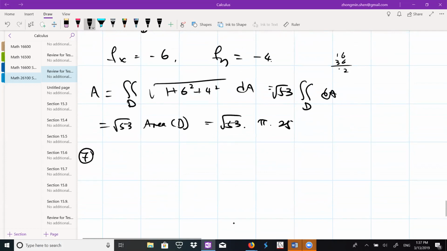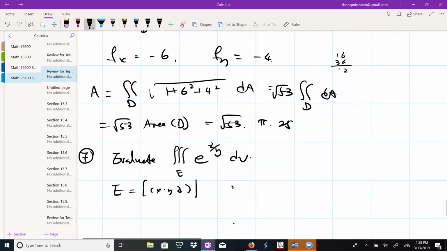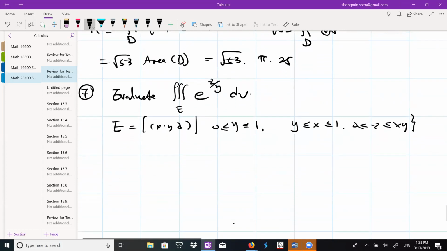Number 7. Evaluate the triple integral of e to the z over y dV. What is E? E is determined by the following 3 inequalities. Be careful, it's harder to draw. If you have to draw, you can, unless you want to switch the order of the integrals.